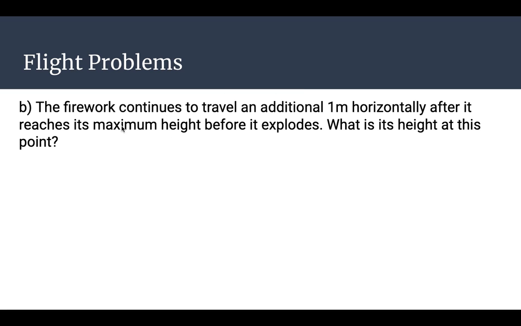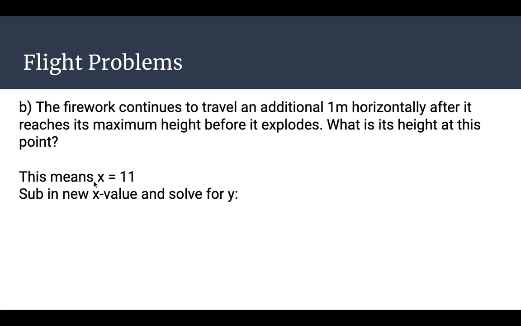Well, remember, at its maximum height, the distance was 10 meters. So if it goes an additional 1 meter, it is now at 11 meters. So that means x is 11. So we can sub in our x value into our equation and solve for y so we can figure out what the height is. So we're going to put an 11 in for x. So negative 0.38 times (11 minus 10) squared plus 40. 11 minus 10 is just 1.